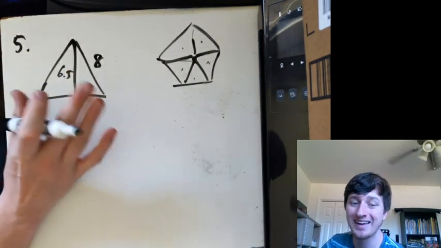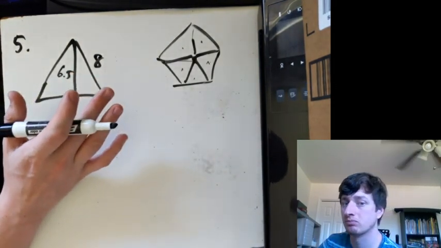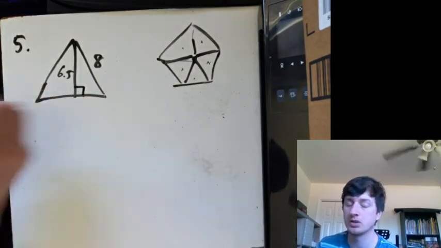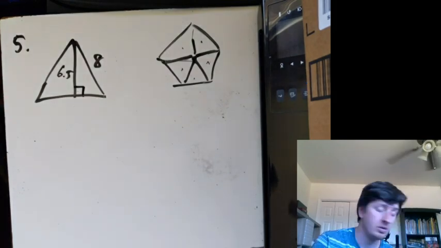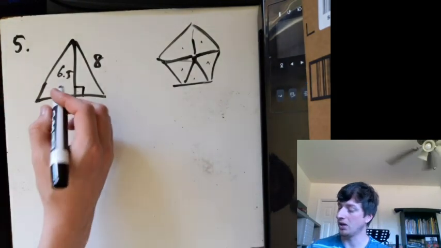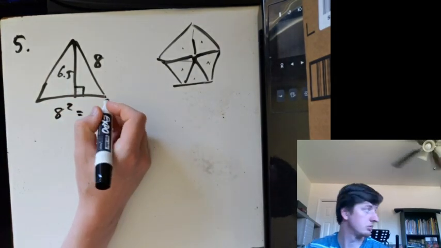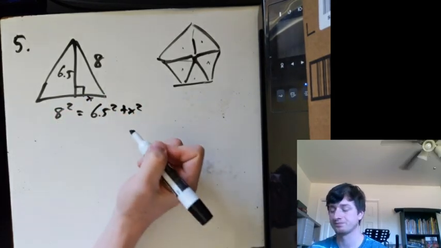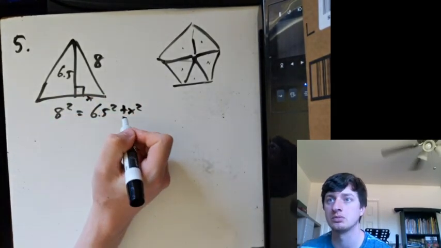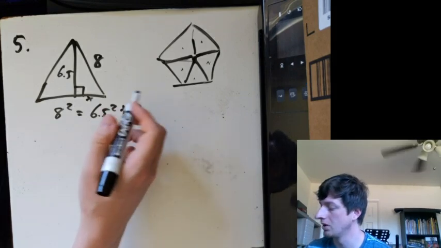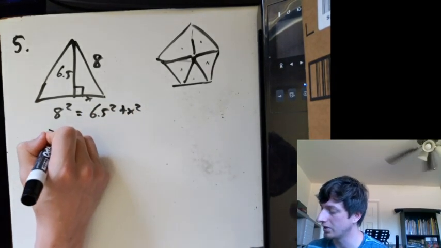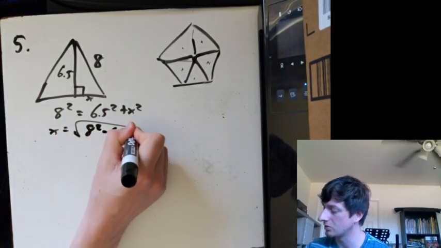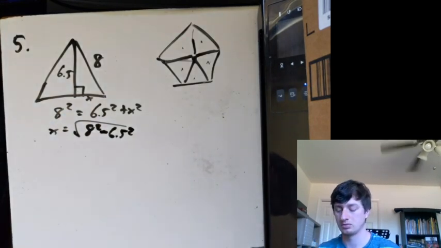There's a couple ways. We can find the angles, one way. That seems inefficient when there's a right triangle and we can just use the Pythagorean theorem. So 8 squared is going to equal 6.5 squared plus x squared. We need to find that whole length, so my answer is going to be 2 times whatever we get for x here. Then we would subtract and take the square root. So x is going to be the square root of 8 squared minus 6.5 squared. I'm going to type that into Google.